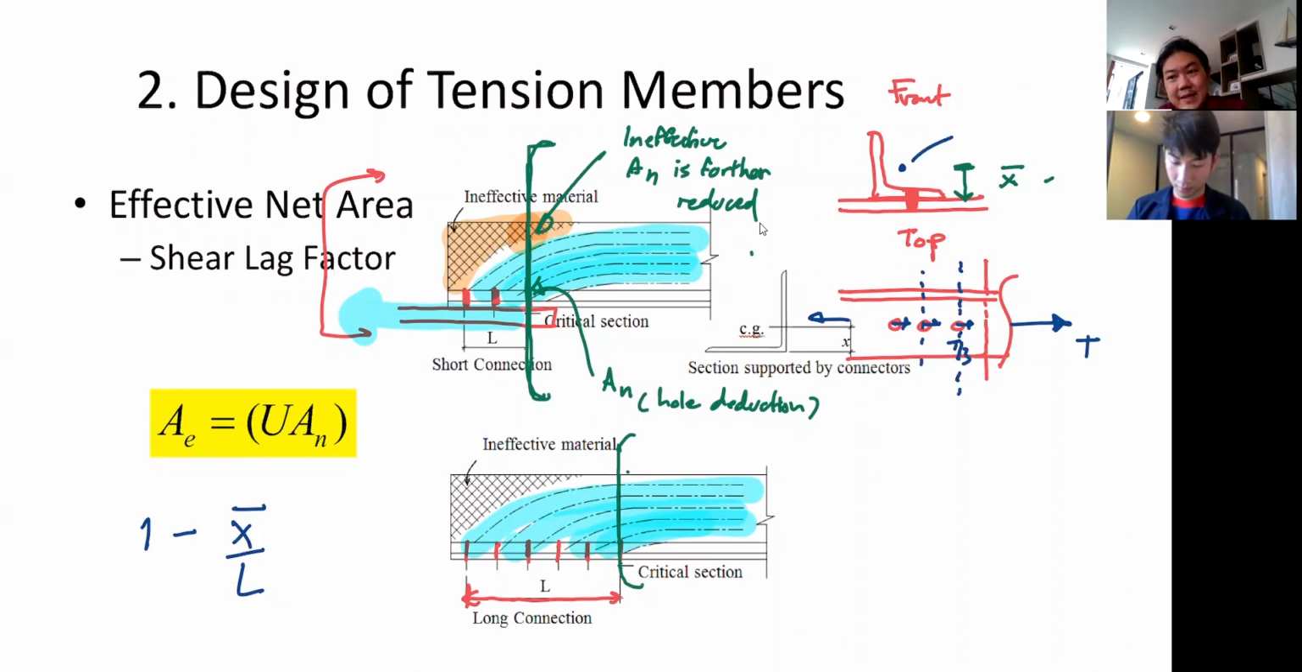So what does it mean here? It means that if you design the connection well enough, if you give it enough length, the shear lag should not affect the rupture strength of your member very much. This is what we can control as an engineer. If you somehow have a very short length here and you have a problem with the shear lag, it also means that you can increase the rupture capacity by increasing the length of the connection, just like this one down below.